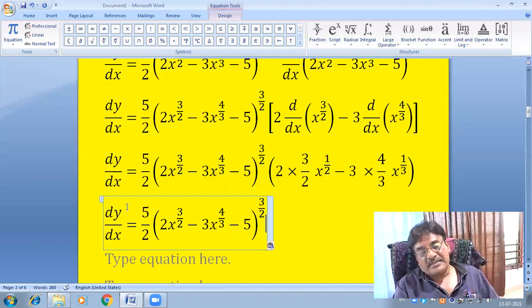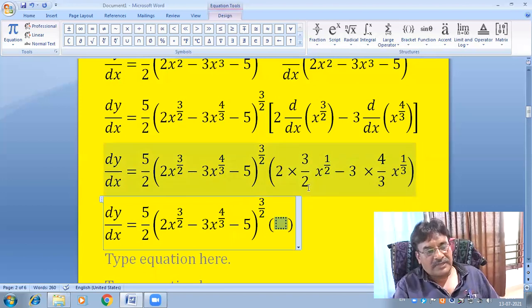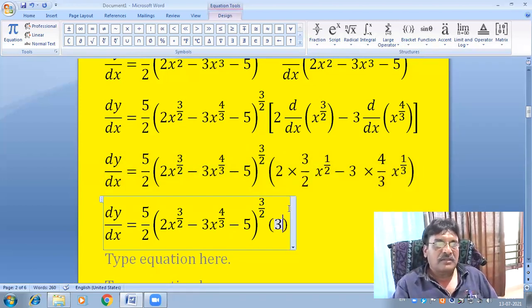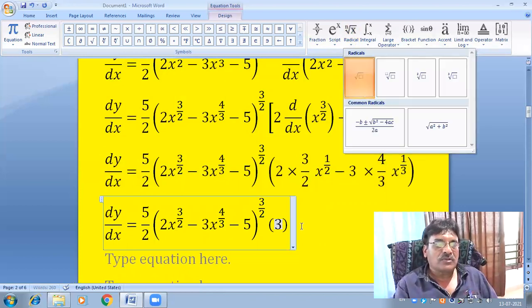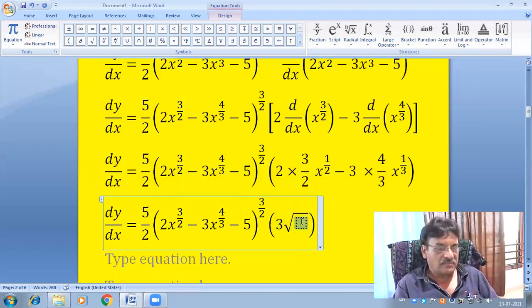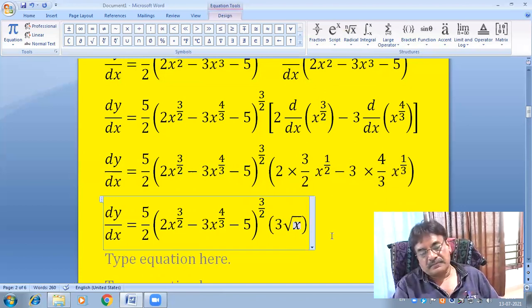Up to this step as it is. Into this, 2 gets cancelled. Therefore, 3x to the power half, 3 into x to the power half, or 3 into root x. X to the power half means root x. So right here, 3 into root x. So we write here root x.